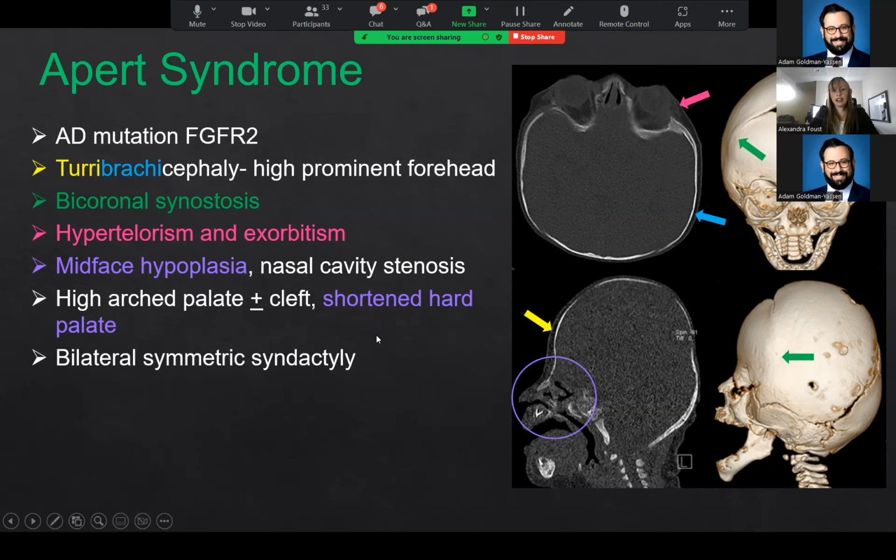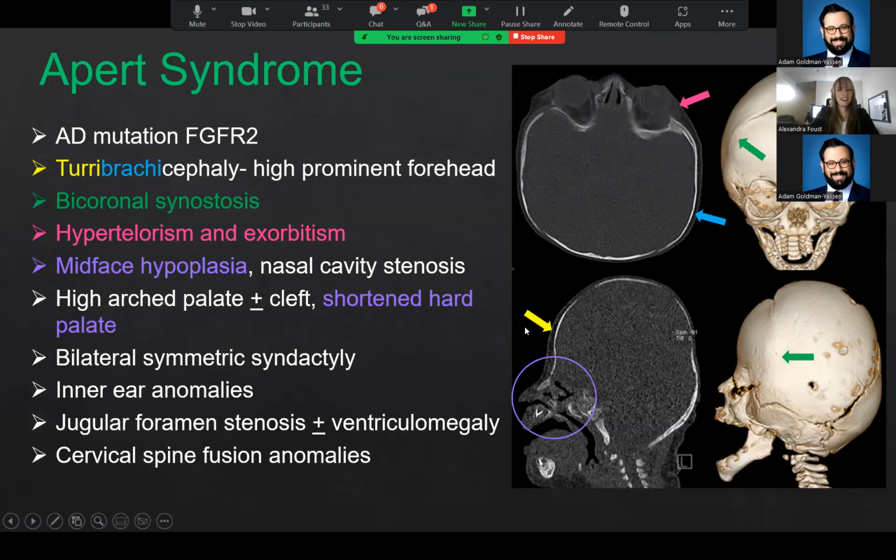They can have bilateral symmetric syndactyly, and so can be hands, can be feet, and that's like a more peripheral finding, but if you're practicing a pediatric radiologist, something else to be on the lookout for. If you're the neuroradiologist, then just look for the X-ray reports and see if it's there. And they can have a variety of other findings. They can have inner ear anomalies, particularly semicircular canal defects. They can have jugular foraminal stenosis and ventriculomegaly. Those kind of can run together.